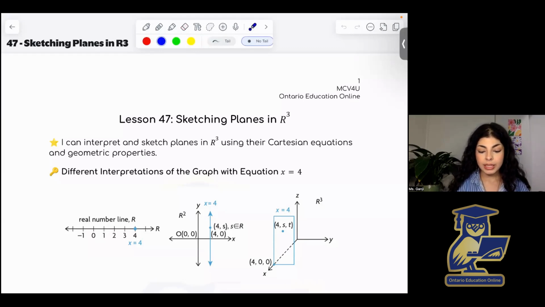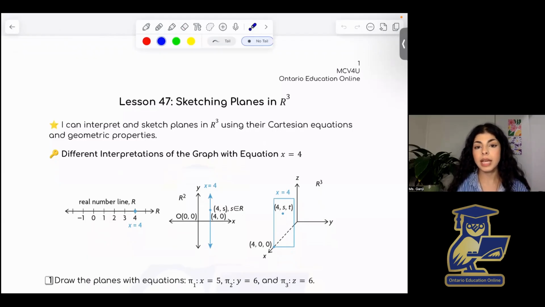Today's lesson, though, in this part, we are looking at sketching planes in R cubed. By the end of this lesson, you will be able to interpret and sketch planes in R cubed using their Cartesian equation as well as geometric properties that we're going to see.